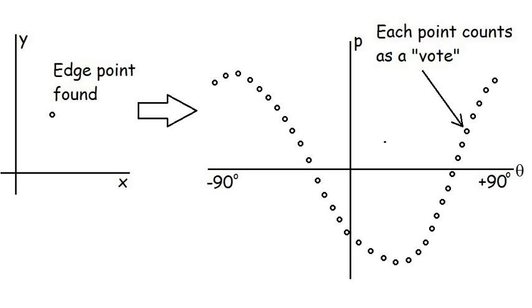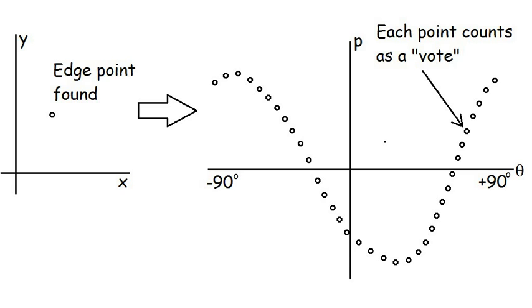Here's how the procedure works. We set up the horizontal theta axis to go from minus 90 degrees to plus 90 degrees. All edge lines can be represented in p-theta form by a line with a theta value in the range minus 90 to plus 90, provided we also allow p to be negative.